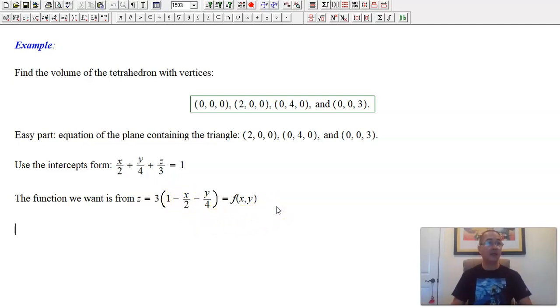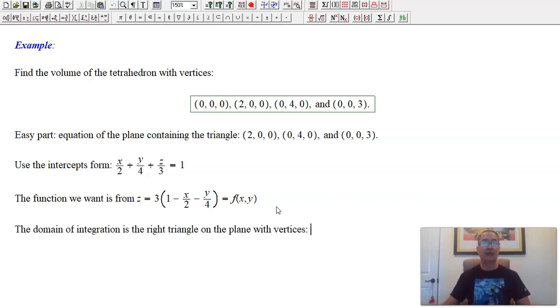Okay, so now the domain of integration is the right triangle on the plane with vertices these 3 points, but they're only on the xy plane. So it's just 0, 0, and then 2, 0, and 0, 4. From the top view, there is no z. Z is just 0. However, what we need is a type 1 or a type 2 setup.